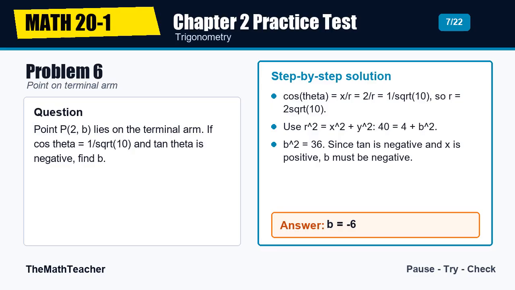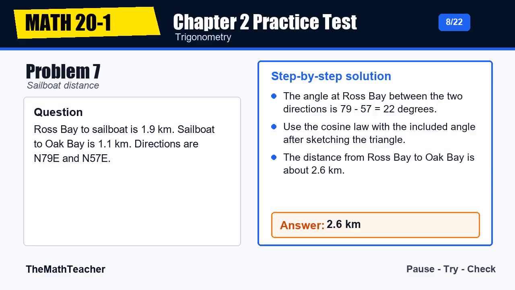Problem 7. Sketch the two bearings from Ross Bay. The angle between north 79 east and north 57 east is 22 degrees. With the 1.9 kilometer and 1.1 kilometer sides in the diagram, the cosine law gives the Ross Bay to Oak Bay distance as about 2.6 kilometers.